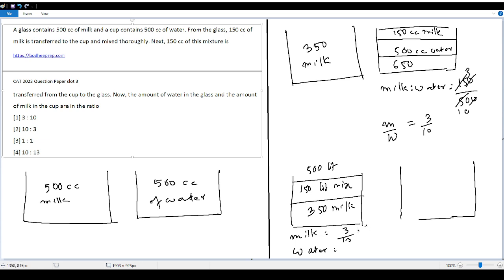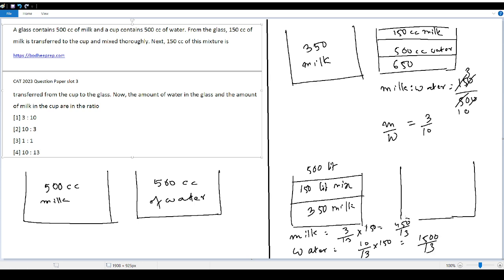Okay, so 3 by 13 into 150, that is 450 by 13. Okay, and what is the amount of water? The amount of water is 150. 10 by 13 into 150, that is 1500 by 13.